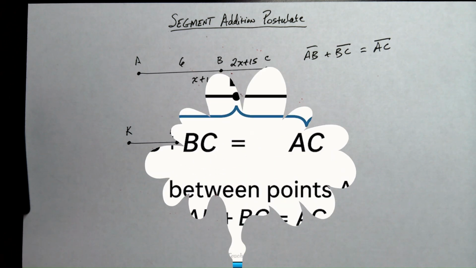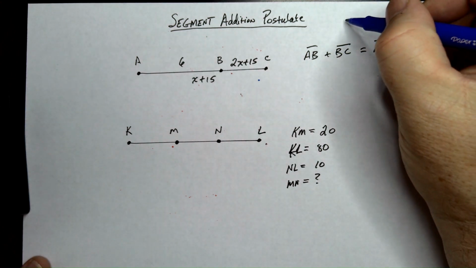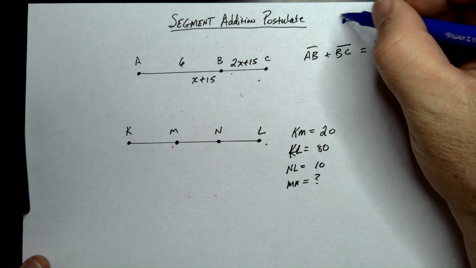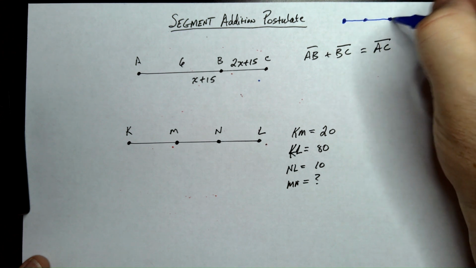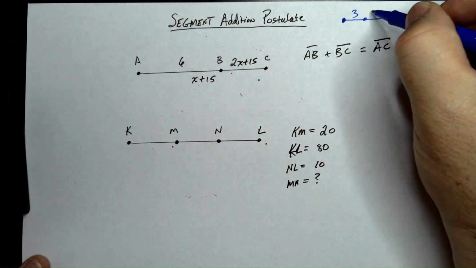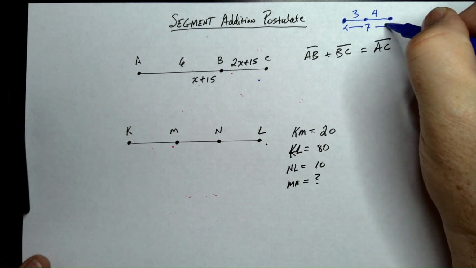All right, let's talk about the segment addition postulate. What that basically says is that if you have a line segment and it's broken up into pieces, then the pieces add up to the same distance as the entire thing. Like if this was 3 and this was 4, then the entire thing would be 7.